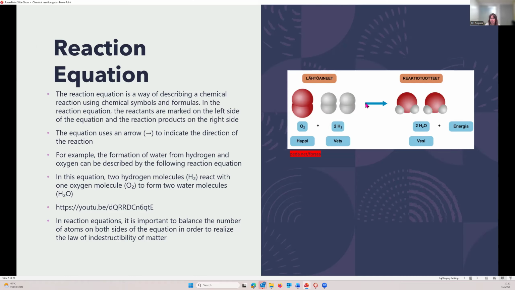Many times it, of course, goes both ways. But sometimes also just from the reactants to the products. That would be pretty simple, and that's also something that sometimes we would like to happen. So here, two hydrogen molecules react with one oxygen and form water.